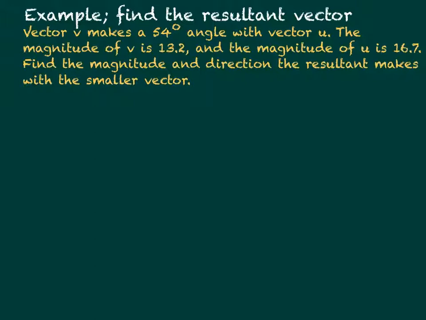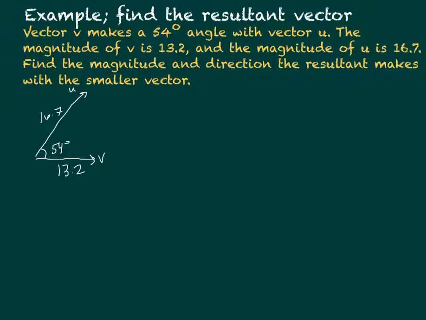Okay, so what we're doing is first draw it out. So if we have vector u, our smaller vector, and that is 13.2, and vector v, oh, sorry, that's backwards. Here's my v, and here's my u, and that is 16.7. And my angle between is 54 degrees.